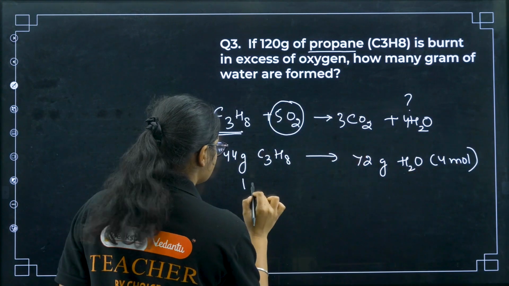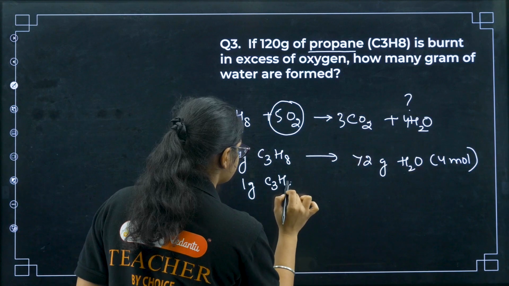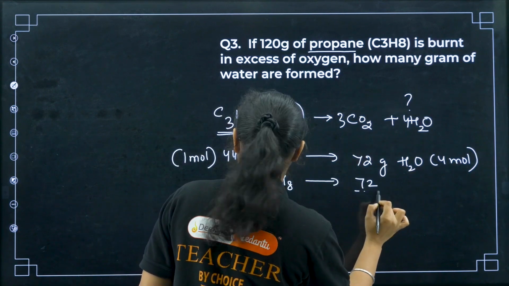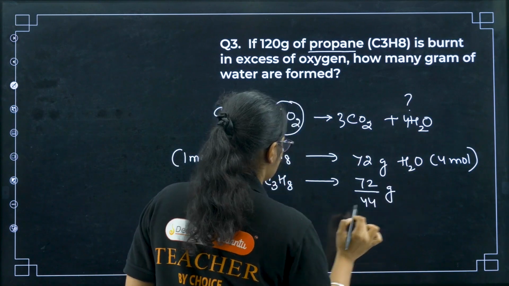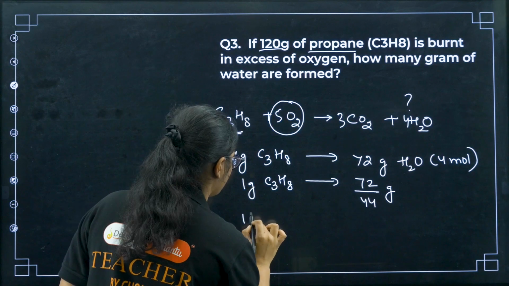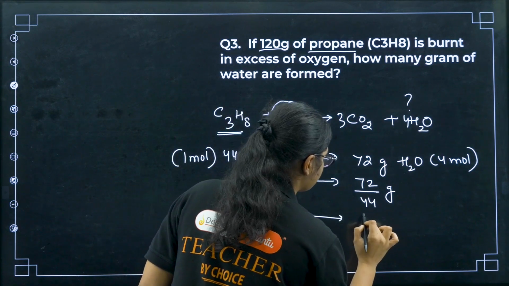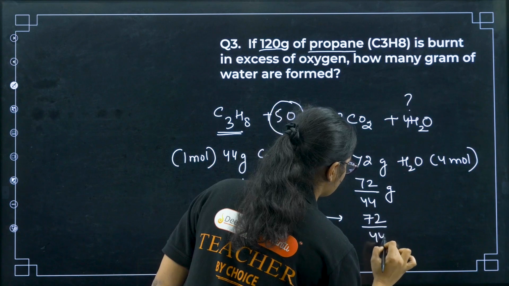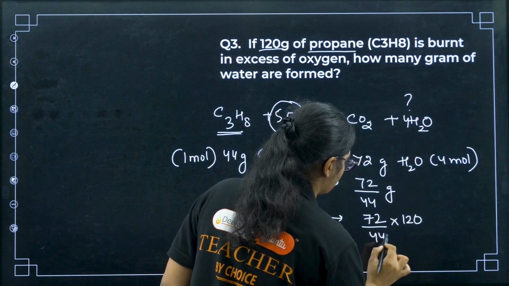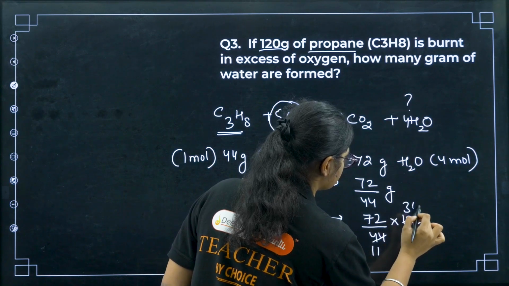Now we have 1 gram of C3H8. How much will this produce? 72 by 44 grams. Now in the question you have been given 120 grams. So how much will that be? 72 by 44 into 120. So 4 11s are 44, 4 30s are 120.